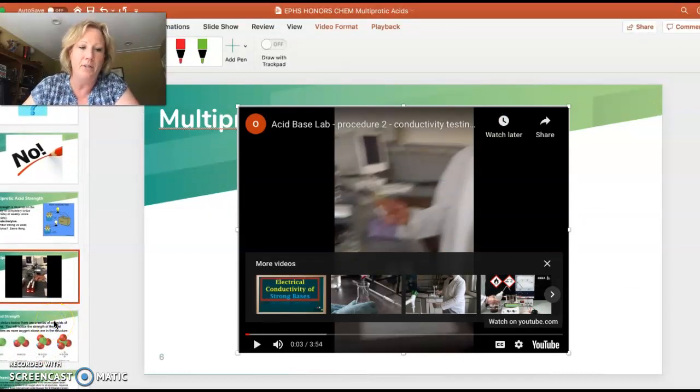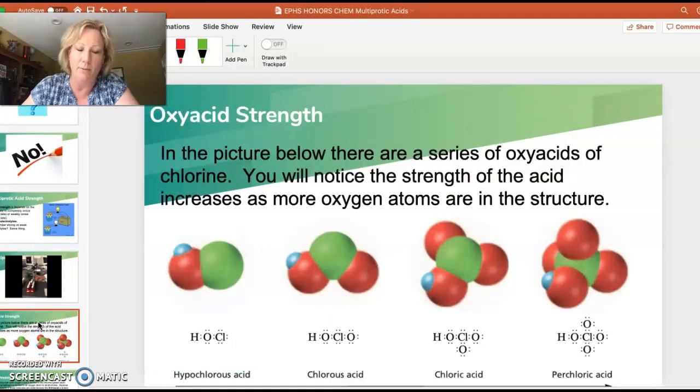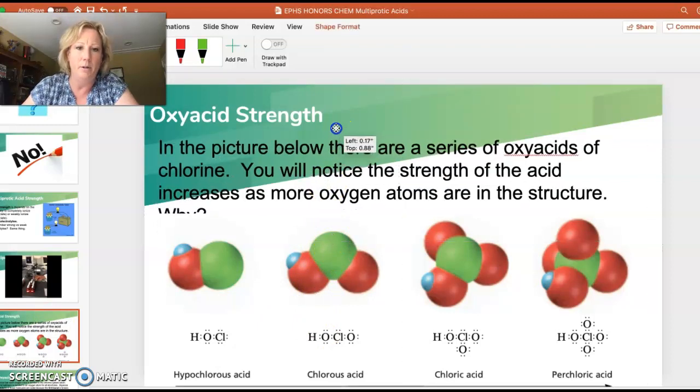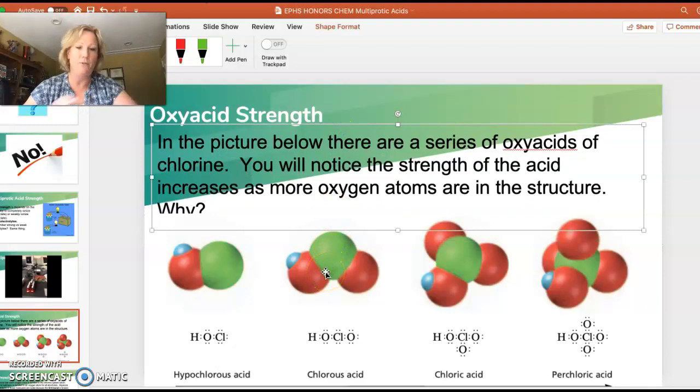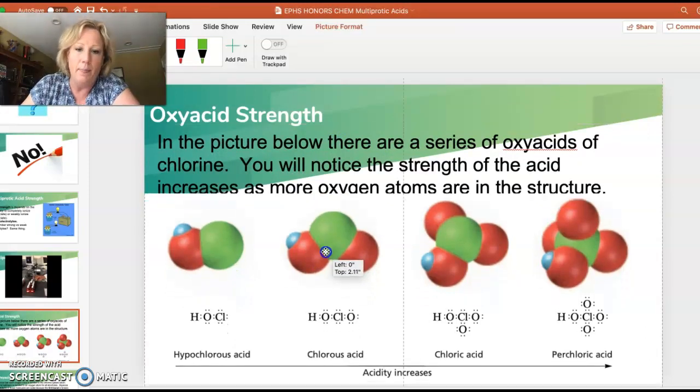So that is just kind of showing you an introduction to why a certain acid would be considered strong or weak in terms of conductivity and ionization. So here is a picture. It's in your textbook on page 486. But you can see what it's representing here.